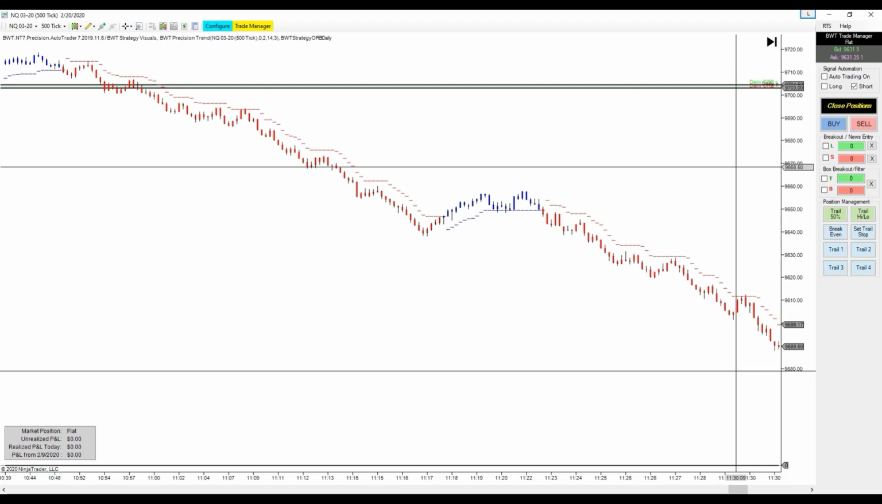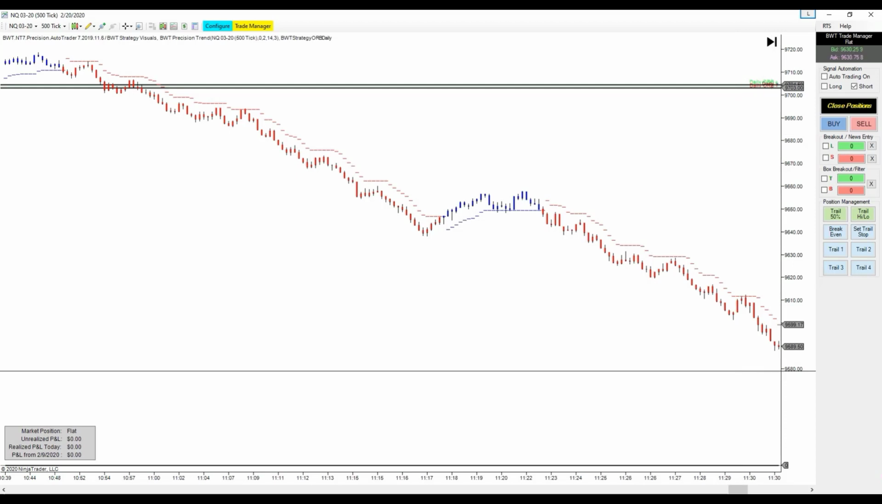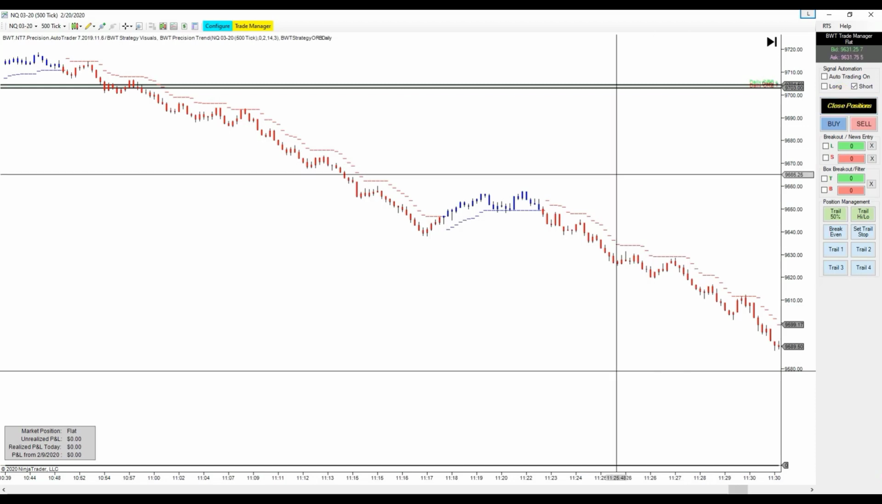Or a worst case, what happened 2 weeks ago, wanted to go long, instead took a short trade. And that's how it is.